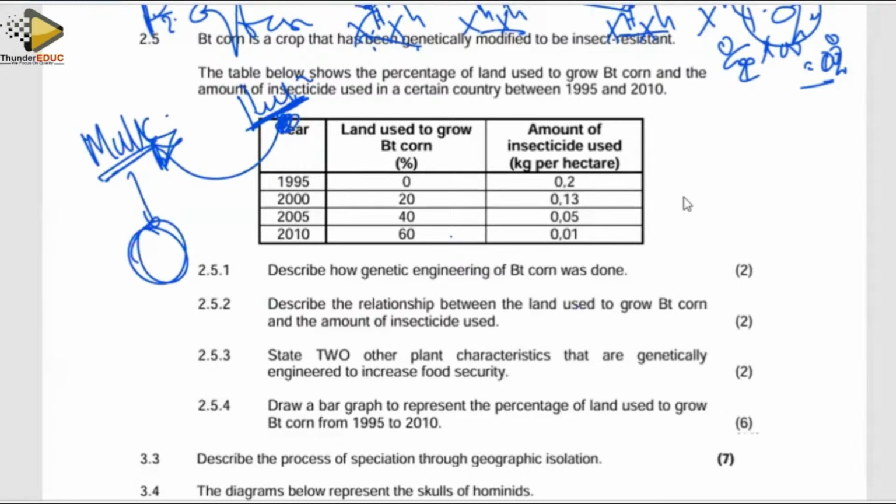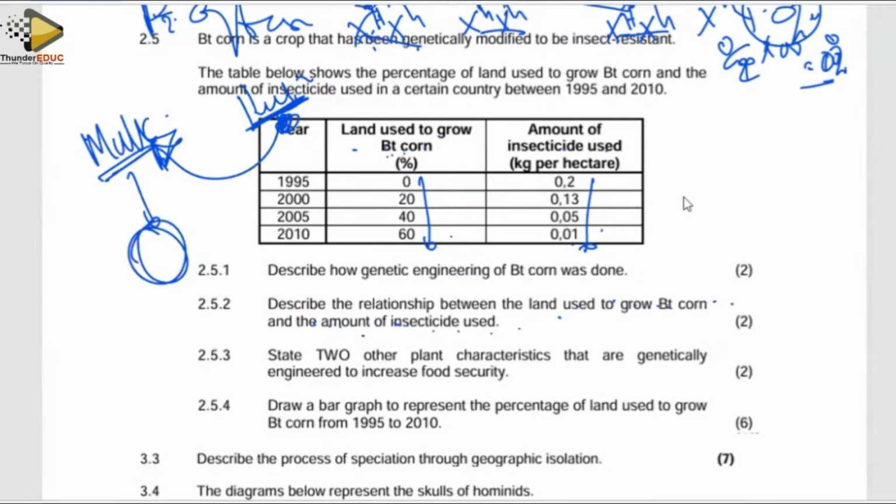Describe the relationship of land use of BT corn, amount of BT corn and the amount of insecticide used. So we say that as the land used to grow BT corn increases, the amount of insecticide used decreases. You see, as the land use for BT corn increases, the amount of insecticide used also decreases. That's the meaning. I say just describe. We don't want the explanation. We don't want the reasons behind that.